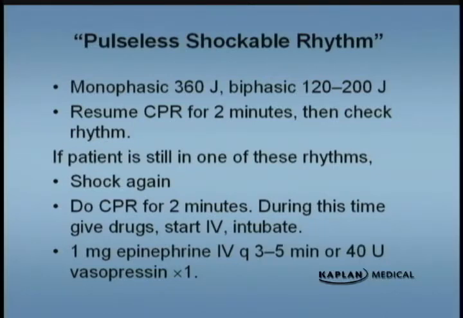Okay. What are the drugs you can give in a pulseless shockable state? You can give epinephrine, 1 milligram, IV, every 3 to 5 minutes. Okay. Or you can give 40 units of vasopressin, IV, one time for the whole arrest. Okay? All right? And there's some variation here. These are just recommended guidelines. If you give epinephrine first, 1 milligram, 3 to 5 minutes later you can give a dose of vasopressin if you want. That's perfectly fine.